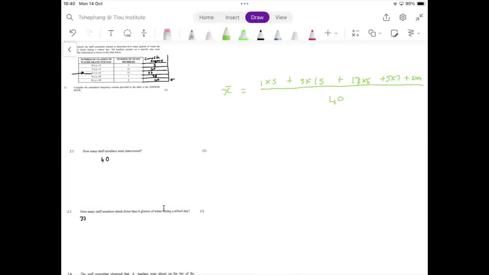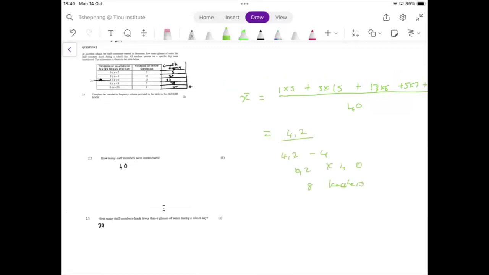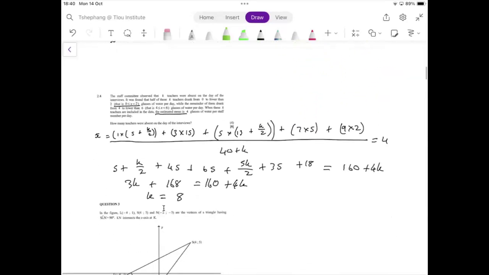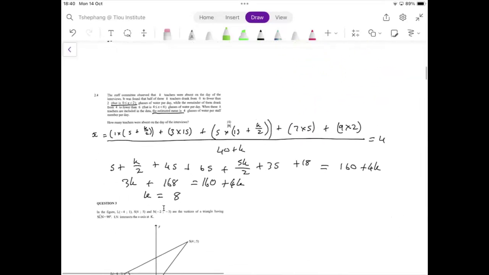Now, once you have that mean of 4,2, what you're going to do is take this mean and subtract 4 from it. Okay, because that's what they gave us, and you are going to get 0,2. So 0,2 multiplied by 40 will also give you 8 teachers, which is exactly what we have there as well.